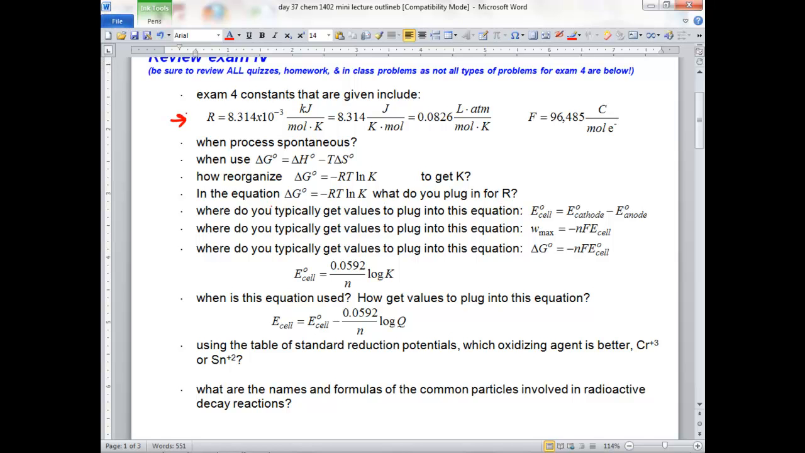When do you know a process, and since we're in chemistry, when do you know a chemical process is going to be spontaneous? Yeah, when that delta G is negative. Exactly. Now remember that. That's going to help you out. Okay. When did we use something like this? And in fact, I like the equation better like that. When did we use an equation like that, Victoria?